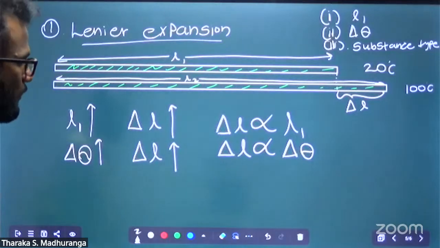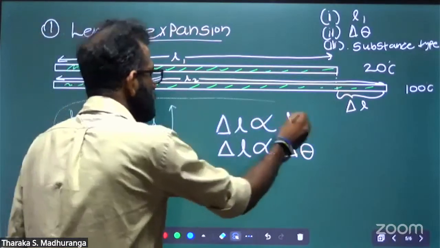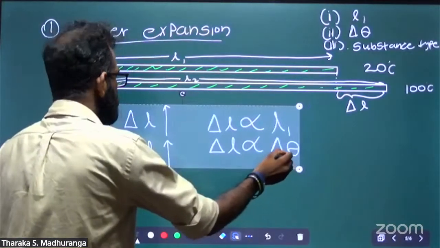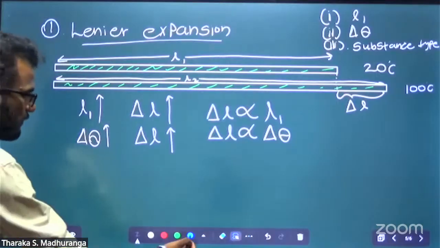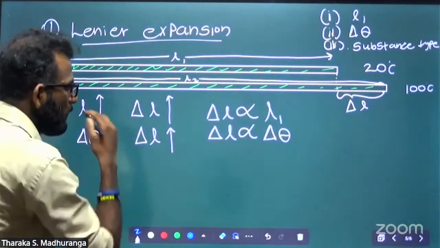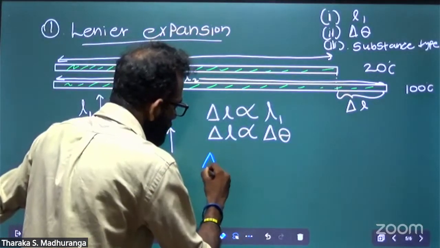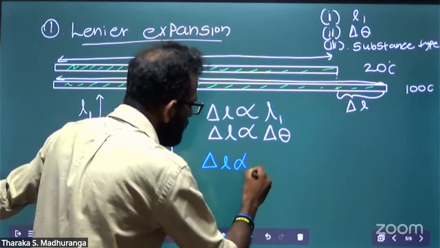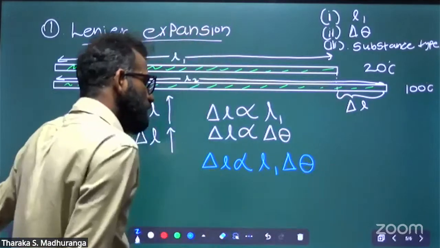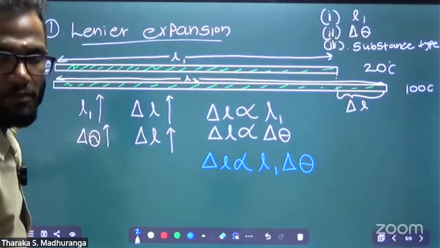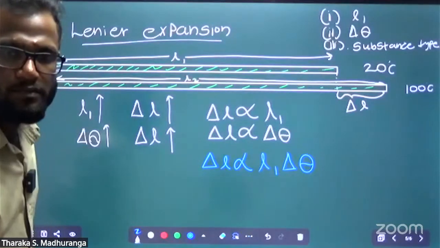Okay, now these are our relationships. We can get another relationship. Both are directly proportional. Therefore, I can say delta L is directly proportional to L1 delta theta, because both are directly proportional. This is the proportional mark.